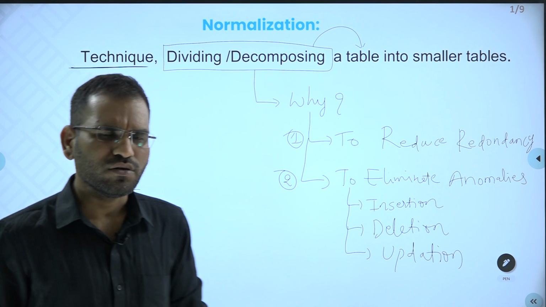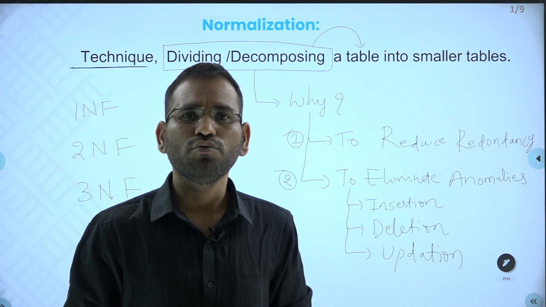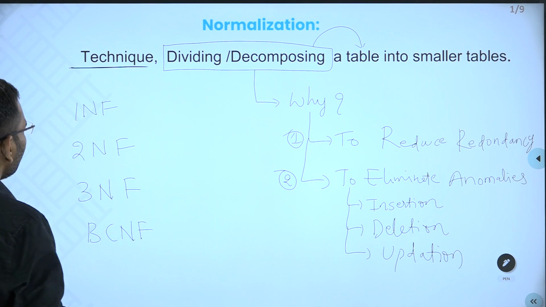Okay, you may get a doubt: why so many normal forms? Is one normal form not enough? You might have thought like that. So let me explain one thing.